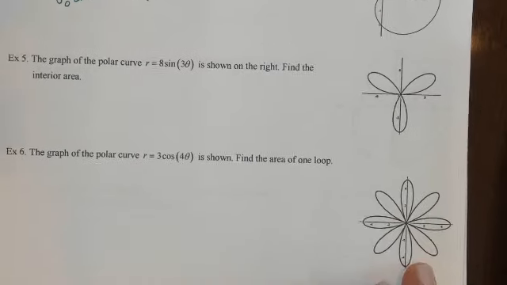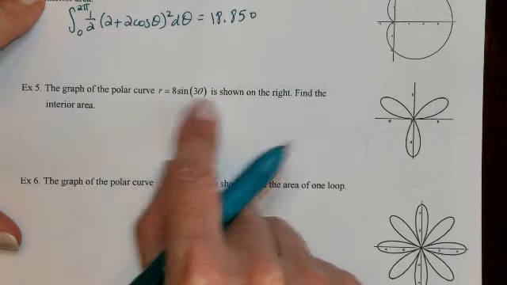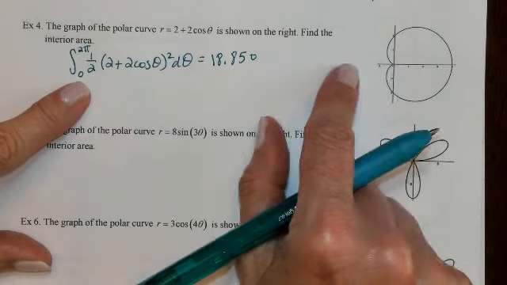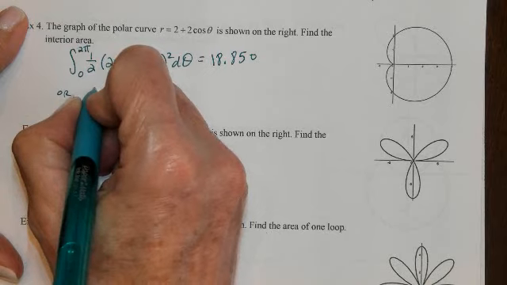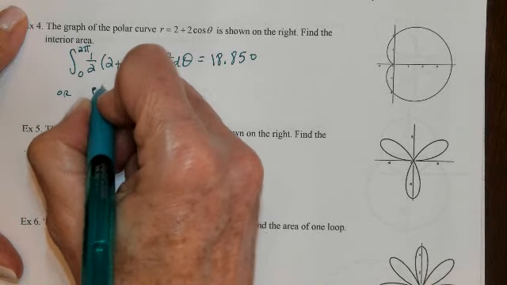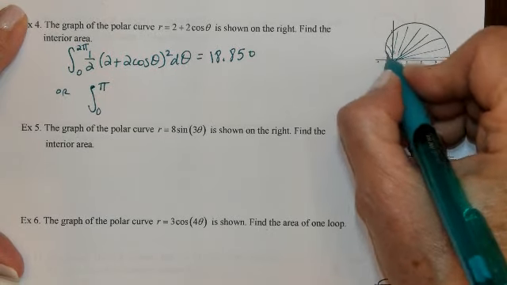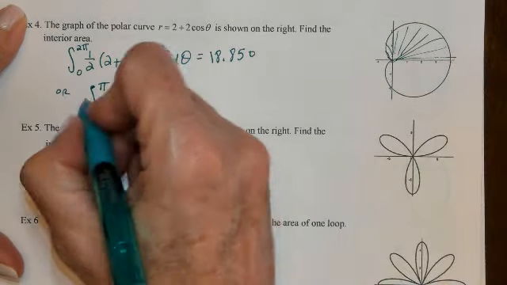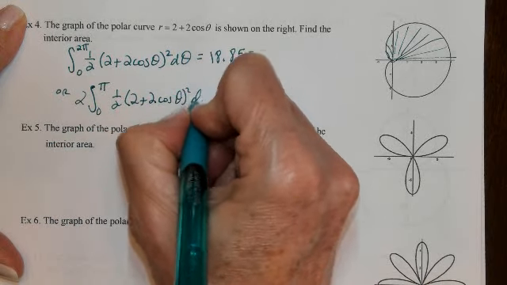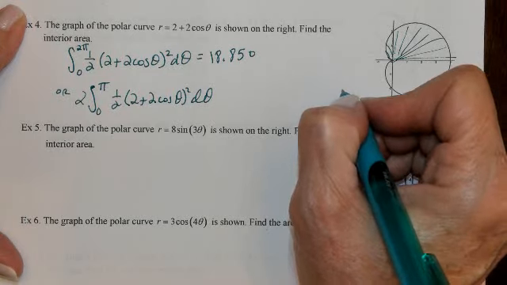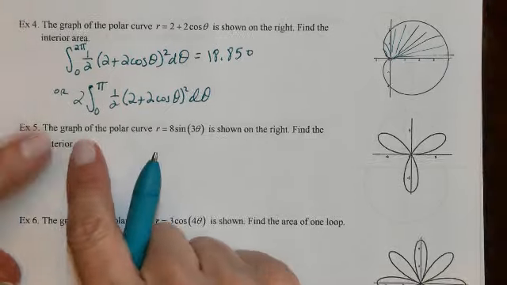Okay, example 5. The graph of the polar curve r = 8 sine of 3 theta is shown on the right. Find the interior area. Before I do, I want to come back up to this one real quick. Do you see the symmetry? We could have taken the integral from 0 to pi. That would have been just this piece. We could have taken that and doubled it, right? And we would have gotten the same answer. Okay, so you can use symmetry to your advantage on these.